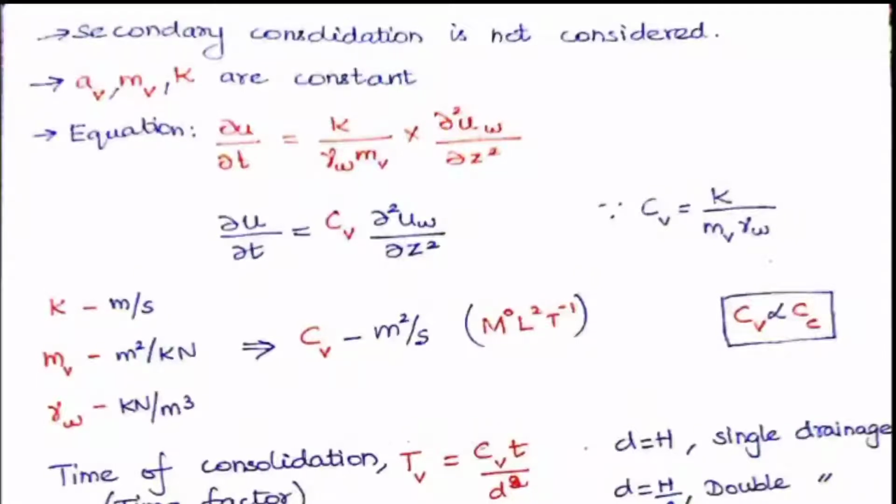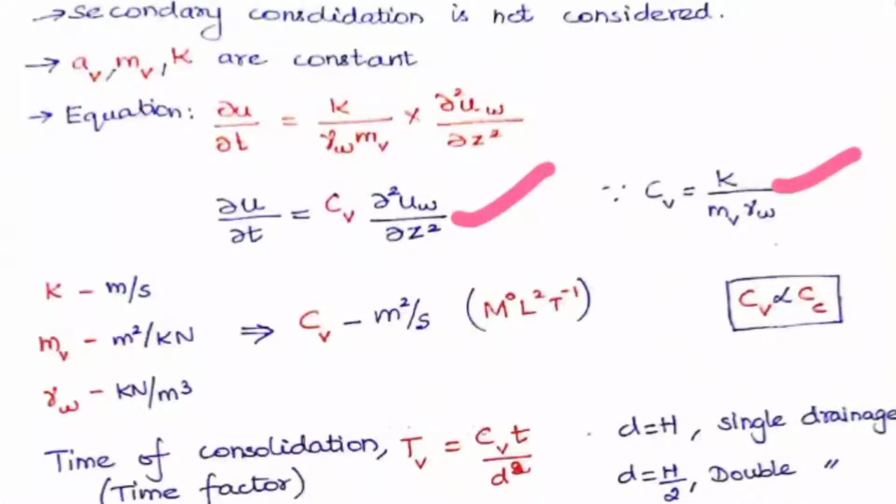So the equation goes like this: dou u by dou t is equal to k by gamma w, that is the unit weight of water, into mv into dou square uw by dou z square. So dou u by dou t is equal to cv dou square u by dou z square. This is the main formula for Terzaghi's consolidation theory. They may ask this in MCQ, and we know that cv is equal to k by mv into gamma w.